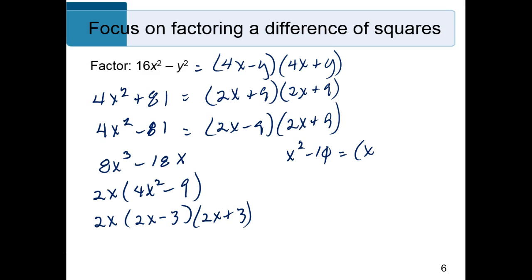Now, if somebody was really wanting to trip me up, they might say, yeah, but 10 is the perfect square of the square root of 10. You would be absolutely right. You could write it as x minus the square root of 10 times x plus the square root of 10, but we aren't doing that. We're not getting into radicals, so it's not factorable using integers. So leave it like that.